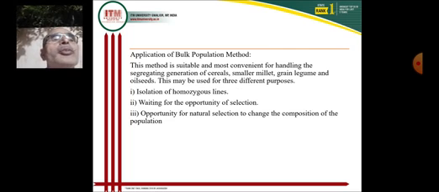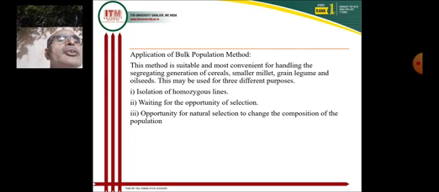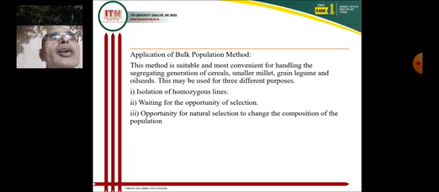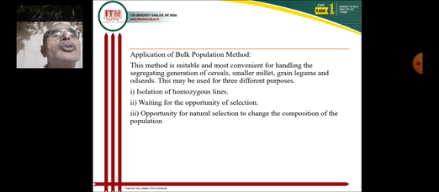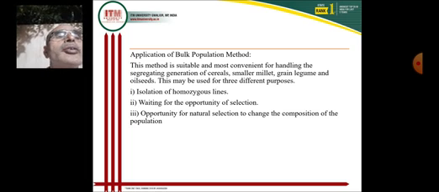Application of bulk population method. This method is suitable and most convenient for handling the segregating generations of cereals, small millets, grain legumes and oilseeds. So I think this method is used for improvement in the self-pollinated crops. This method may be used for 3 different purposes.